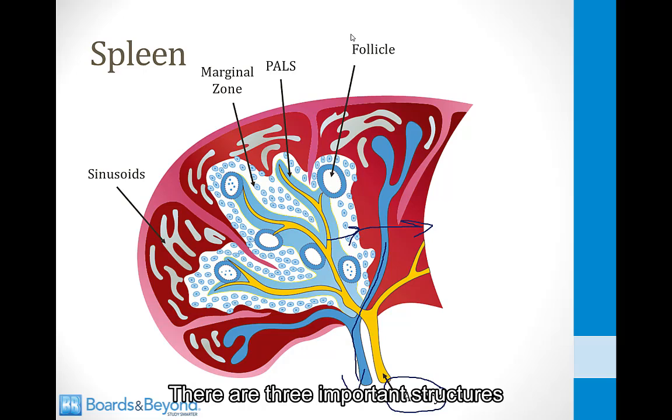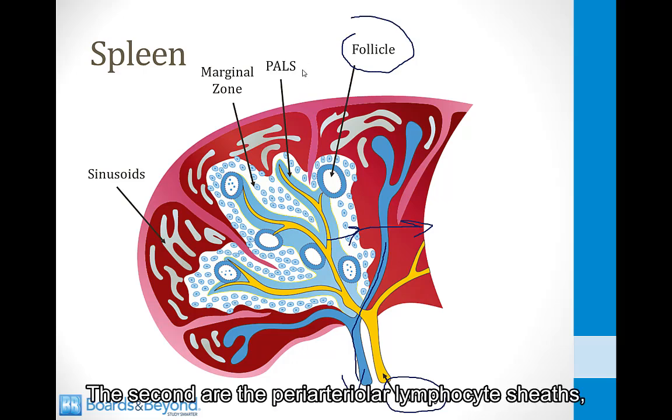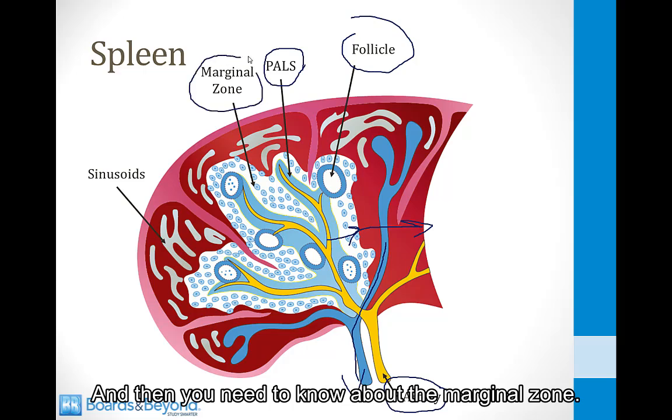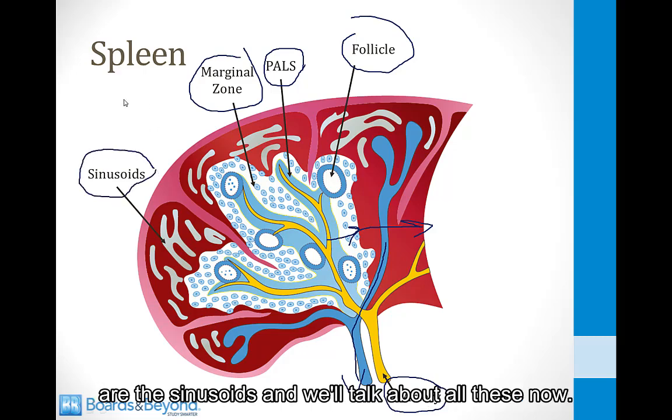There are three important structures in the white pulp that you need to know about. The first are the follicles, the second are the periarteriolar lymphocyte sheaths, or the PALs, and then you need to know about the marginal zone. And then in the red pulp, the most important structure are the sinusoids, and we'll talk about all these now.